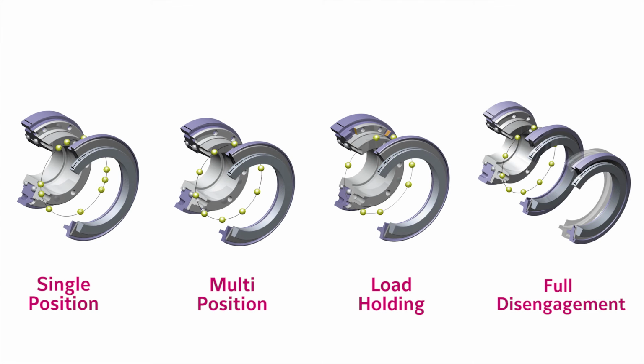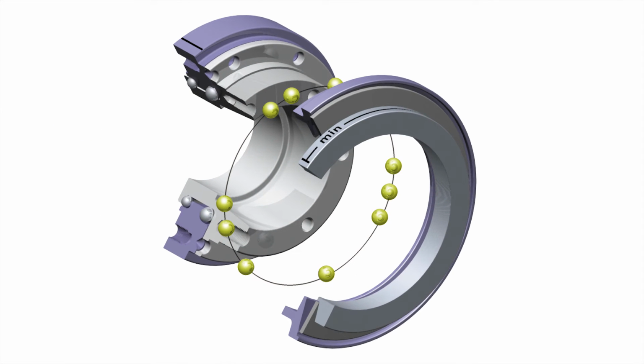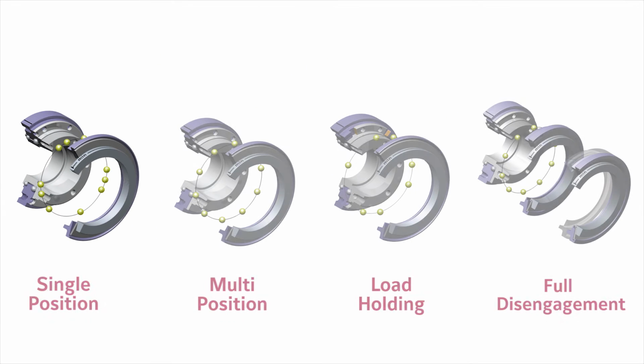R&W safety couplings can be configured for four distinctly different behaviors upon disengagement: single position, multi-position, load holding, and full disengagement. Most commonly used is the single position automatic reengagement version, where the drive balls and detents are arranged in a pattern which only allows for reengagement once per rotation. A light residual spring force remains when the coupling is disengaged, causing the drive balls to drop back into their detents for automatic reengagement once the torque and rotational speed have been reduced.